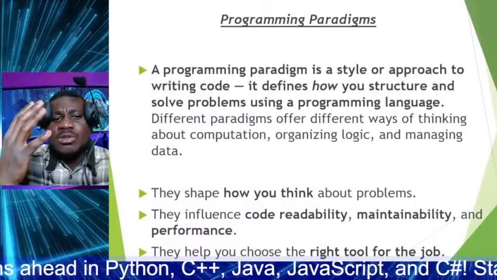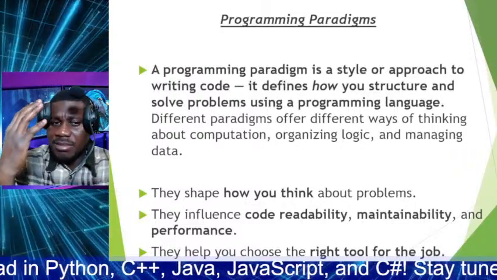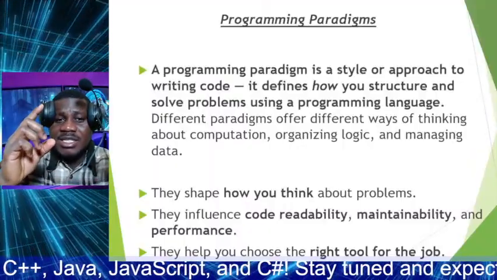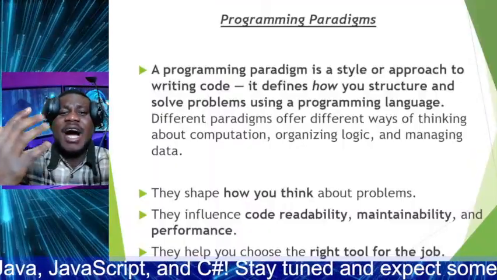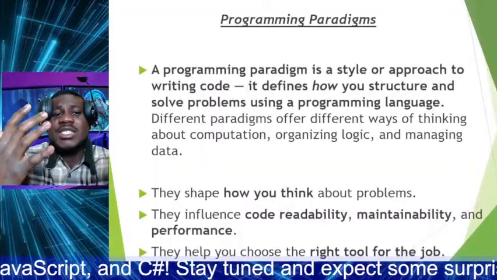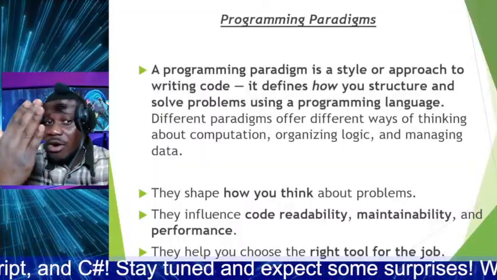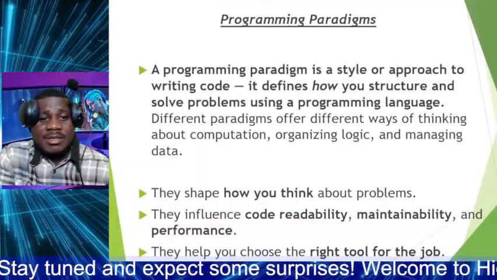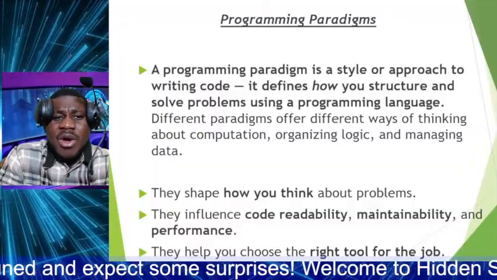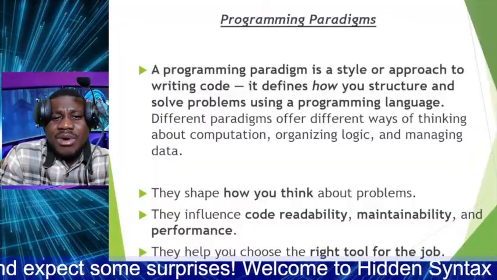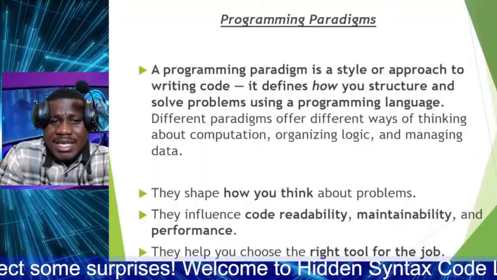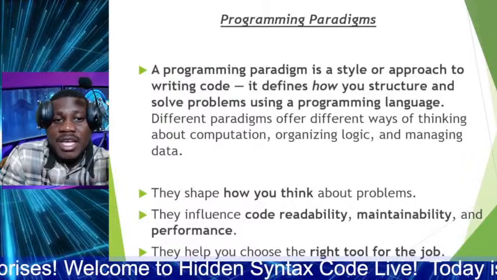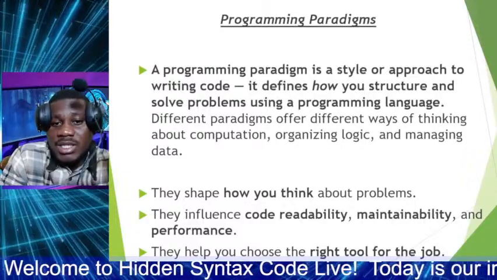It's somewhat similar to the categories of programming, but programming paradigms are the approach or the way of writing code. It's different from the categories. Keep in mind that when you say paradigms, it is the ways of writing the code, as I said. It defines how to structure and solve problems using programming languages.